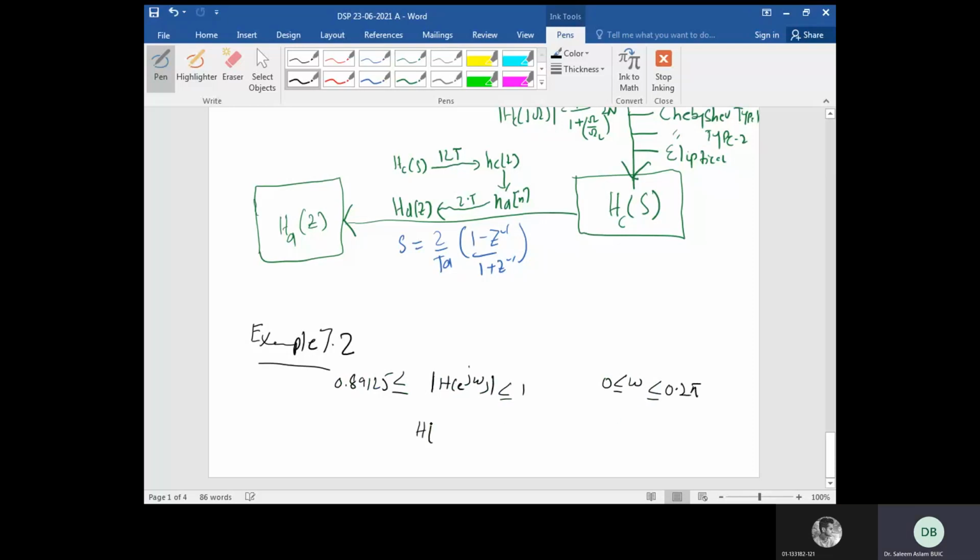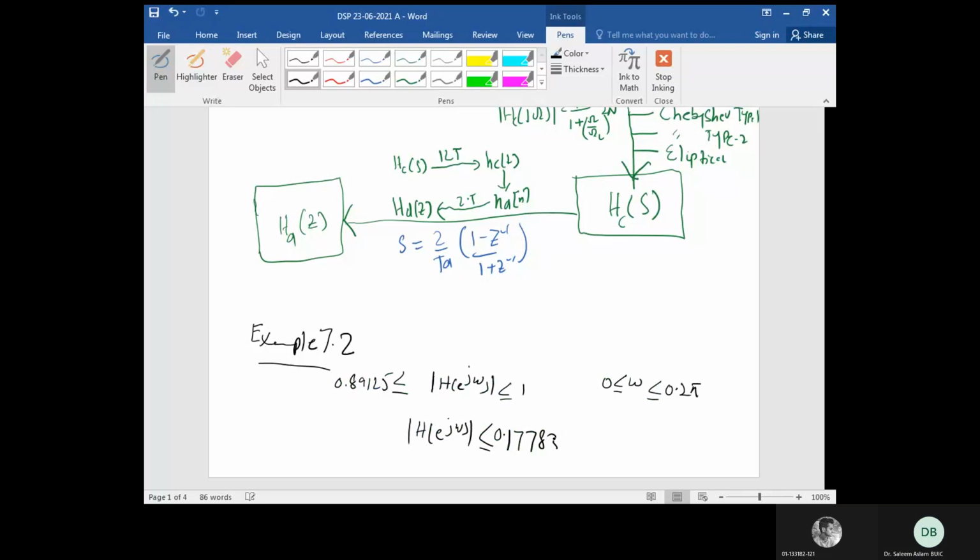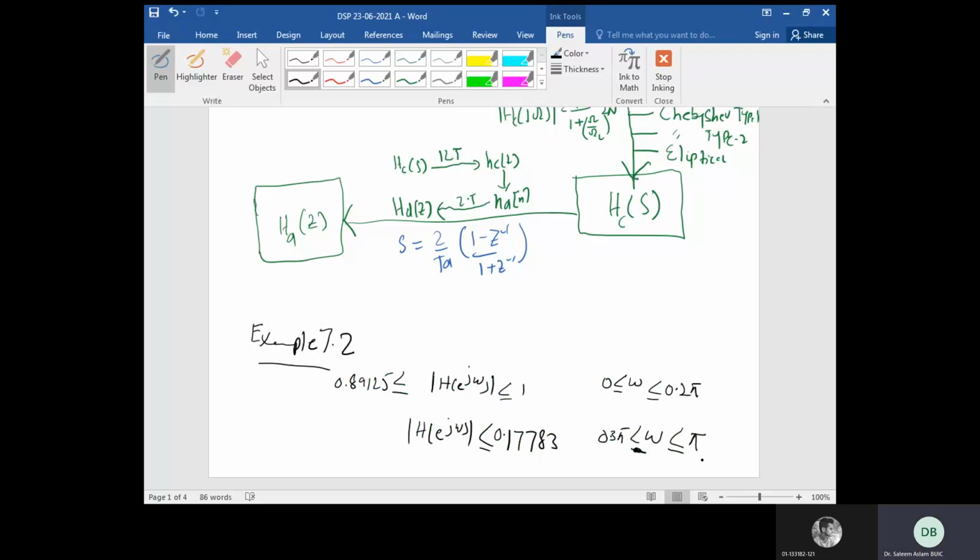And this would be mod H e to the power j omega. It should be less than or equal to 0.17783, and it's starting from omega. Since we use equal here, this is 0.3 pi less than or equal to pi. So these are the filter specifications given to you, and you are asked to design an IIR filter using Butterworth design and impulse invariance transformation techniques, right?